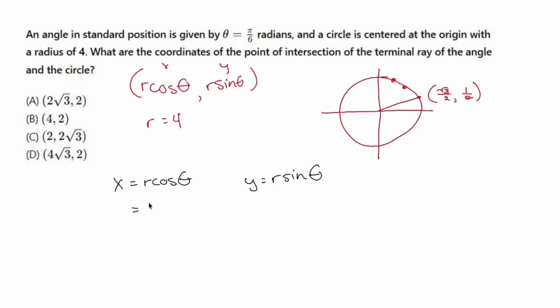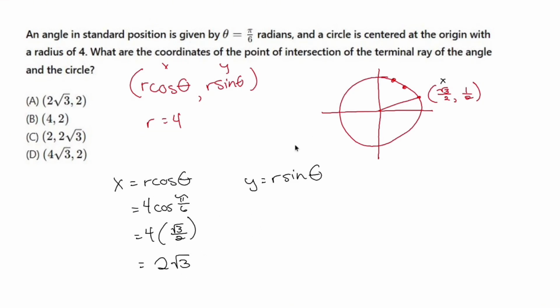Let's focus on x first. X is equal to r, which is 4, times cosine of π/6. The cosine of π/6 is going to be root 3 over 2 because it's the x value over here. So 4 times the square root of 3 over 2 simplifies: 4 over 2 is 2, so 2 root 3. That's going to be my x value.